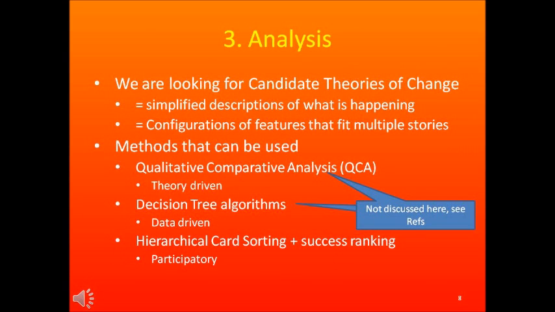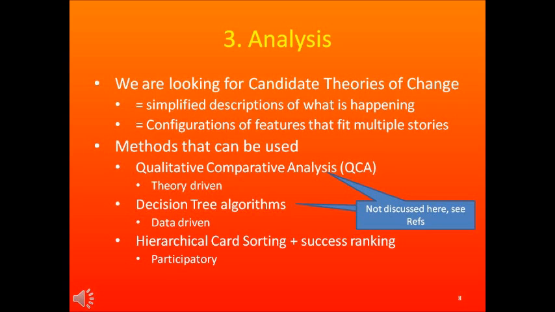The third challenge is analysis. Once we've looked at the stories, identified the features which we think are important, then systematically coded all the stories for the presence or absence of the features that we're interested in, we have a data set. Then the question is, how do we analyze that data set to identify the candidate theories of change that might be of interest to us? Those theories of change will be simplified descriptions of what is happening in stories, configurations of features that seem to fit multiple stories. There are three methods that can be used.